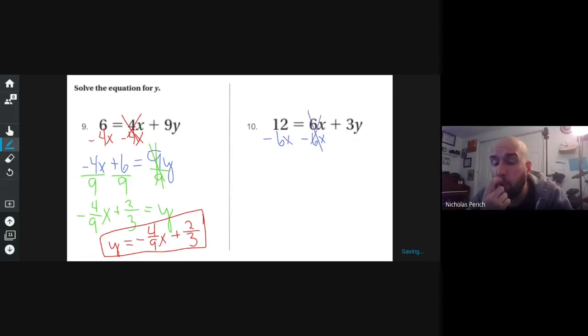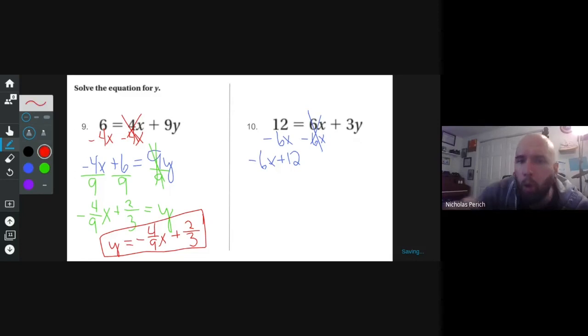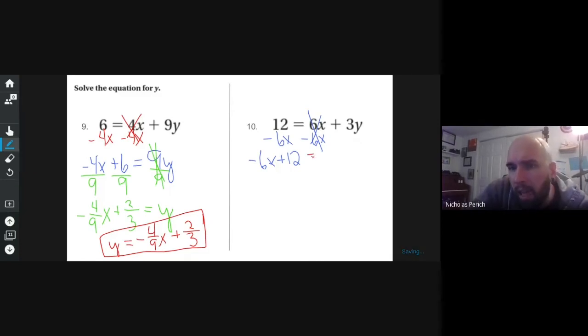Look at the left side. On the left side, I have 12 and negative 6x. Do they combine? No, because one has a variable and the other one doesn't. So I'm going to write out negative 6x plus 12. Why plus 12? Because it's a positive 12. On the right side, the 6x is gone, and I have 3y.